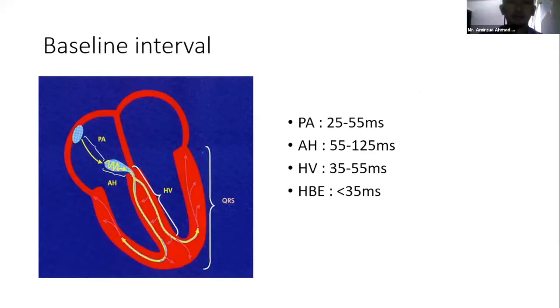Here is the basic measurement of the HB interval. During the baseline measurement, the most important thing is the HV interval. As long as pre and post you get a normal HV interval, you are safe from complete heart block. But if you get a prolonged HV interval after the ablation, that means the patient has a tendency toward AV node disease or complete heart block.